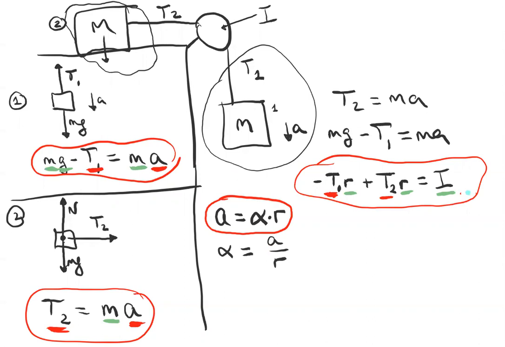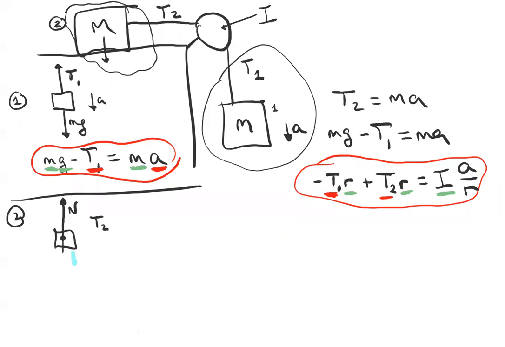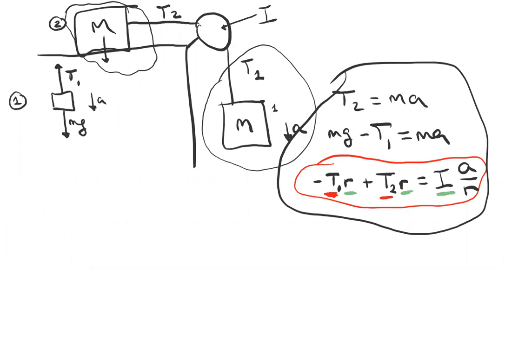So I can replace this by linear acceleration divided by r. I will erase a bit more stuff here to give me some room. I have these 3 equations, and I have 3 unknowns, T2, T1, and acceleration. So from now on, this is just algebra.